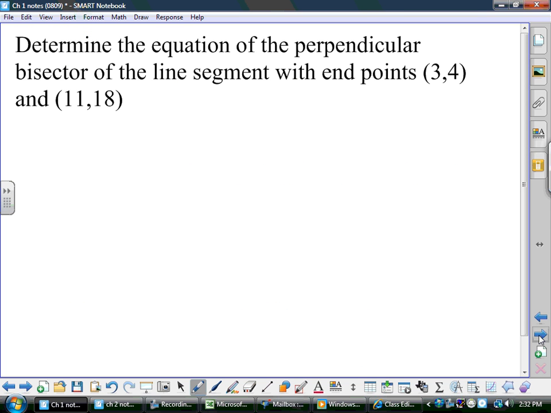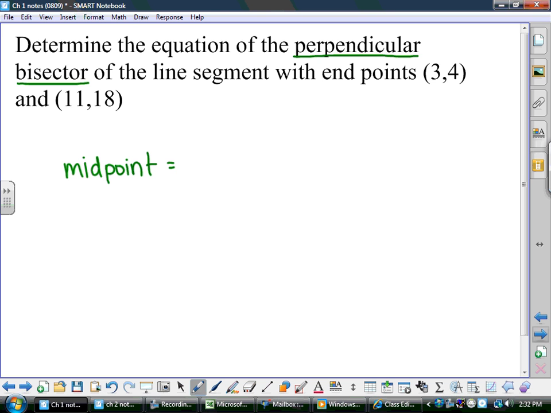If we want a perpendicular bisector of a line segment with endpoints 3, 4, and 11, 18, we're going to use both parts of that word. First of all, perpendicular, so we're going to use opposite reciprocal slopes. And then bisector, we're going to cut it right in half. To cut it right in half, I'm going to need to find the midpoint.